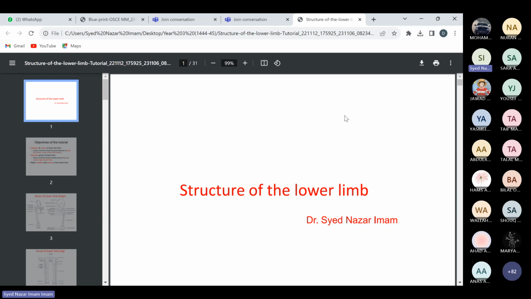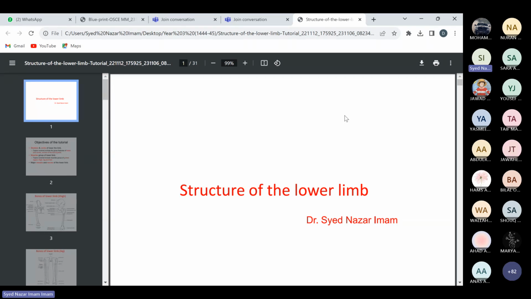This is all about the anatomy of the lower limb. Actually, it's a very big topic, but we try to make it simple for you, so that you can concentrate on the things you have to know in the structure of the lower limb.